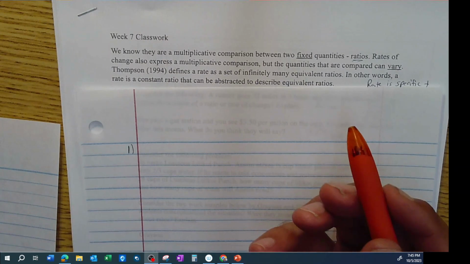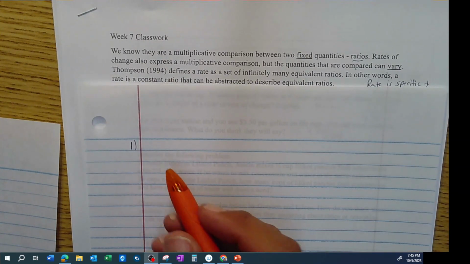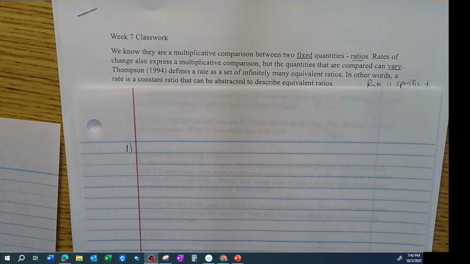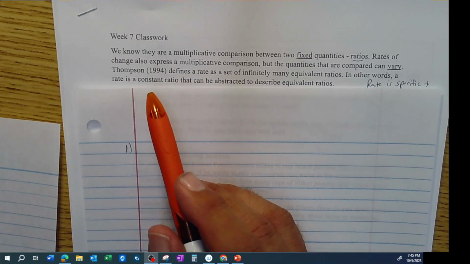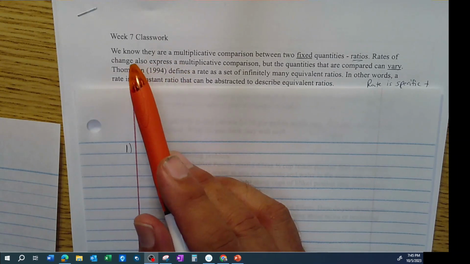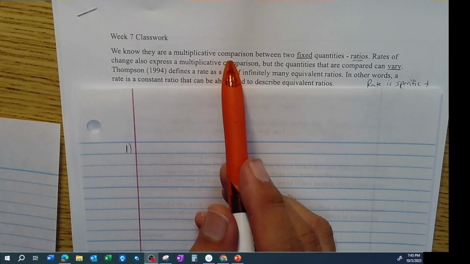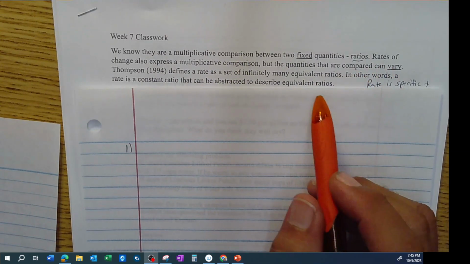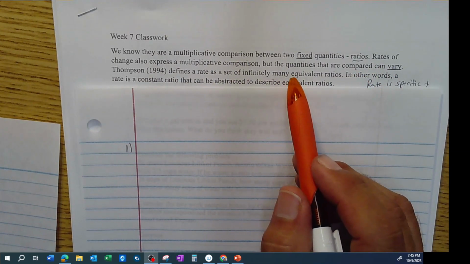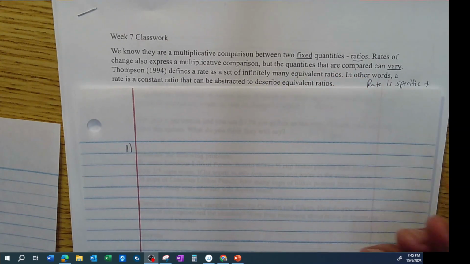This is the Word document I uploaded. I'll write my notes down here. I usually write onto the side already. I already made some specific notes. But let's take a look at the definition from a book by Thompson, 1994. We know ratios are a multiplicative comparison between two fixed quantities. Rates of change also express multiplicative comparison, but the quantities they compare can vary.